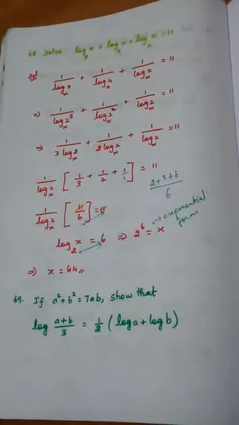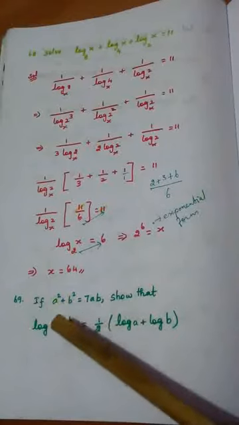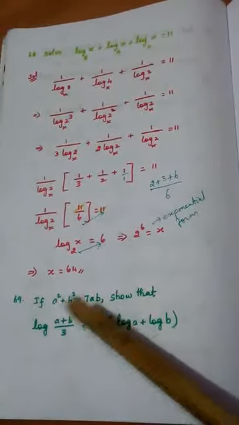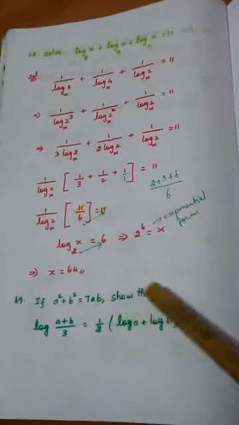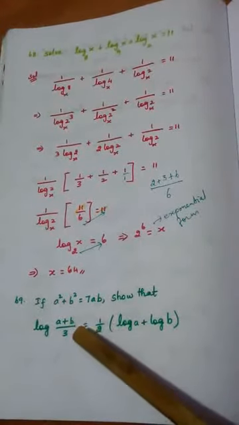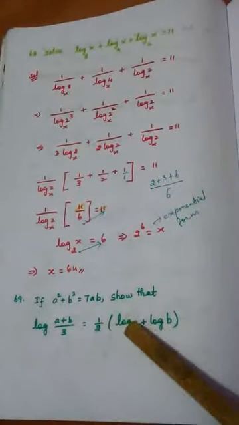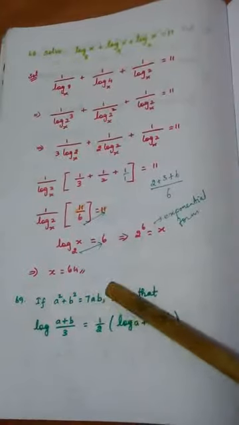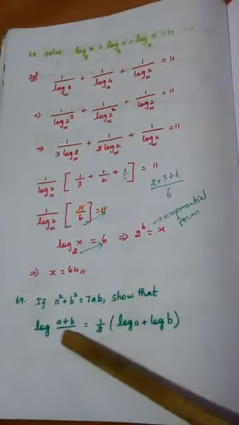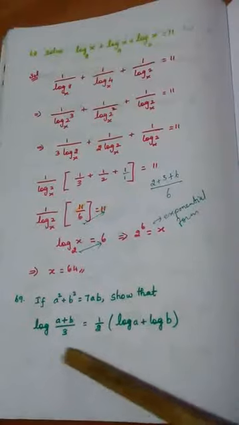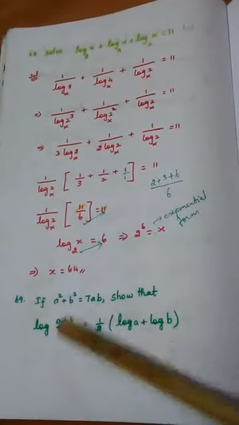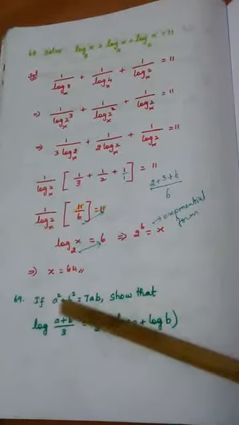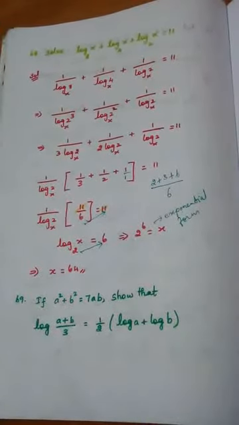Problem number 69. If one condition is given, a square plus b square equal to 7ab, if this is the case, show that log of a plus b by 3 equal to half of log a plus log b. So one condition is given to us. Using this condition, we are going to try and prove this answer. What is this? Log of a plus b by 3 is equal to half of log a plus log b. This we will try to prove by taking this result. We will see how it is.